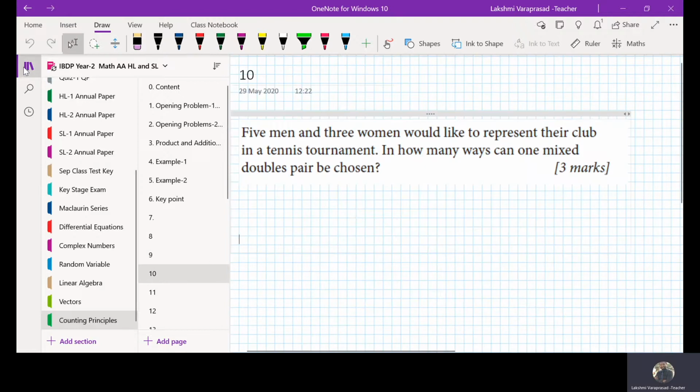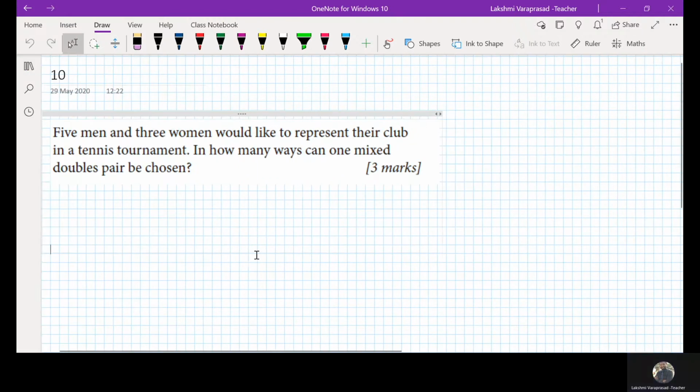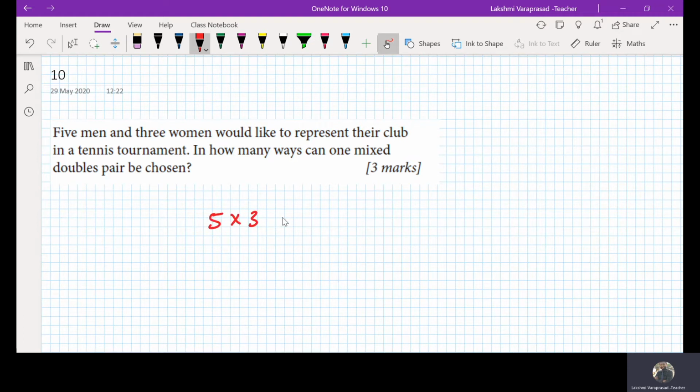Slide number 10, question number 1. Here it says that 5 men and 3 women would like to represent their club in the tennis tournament. How many ways can one mixed doubles pair be chosen? For a mixed pair, both a man and a woman have to come. Men can be chosen in 5 ways and women can be chosen in 3 ways. Total is going to be 15 different ways that they can play the mixed doubles pair. That is your answer for this question.